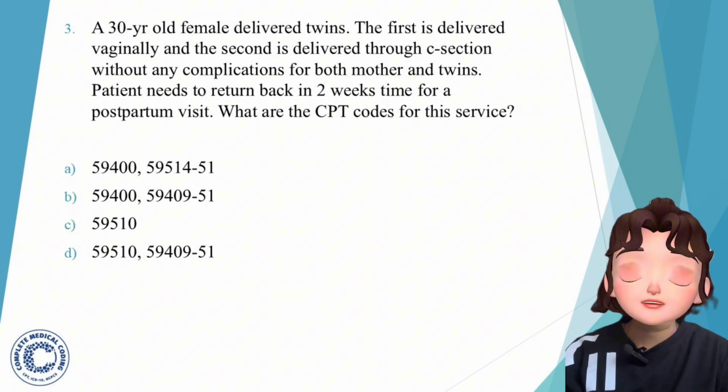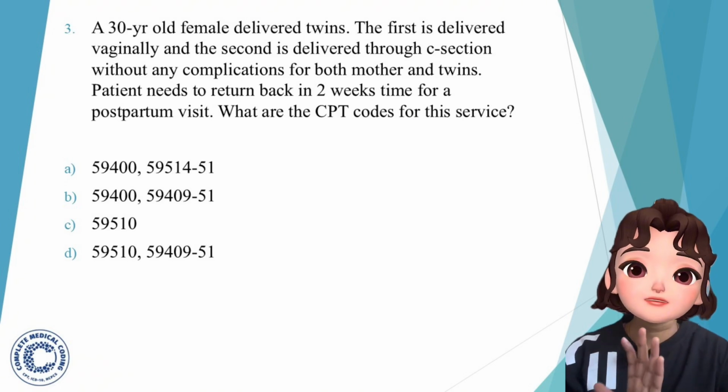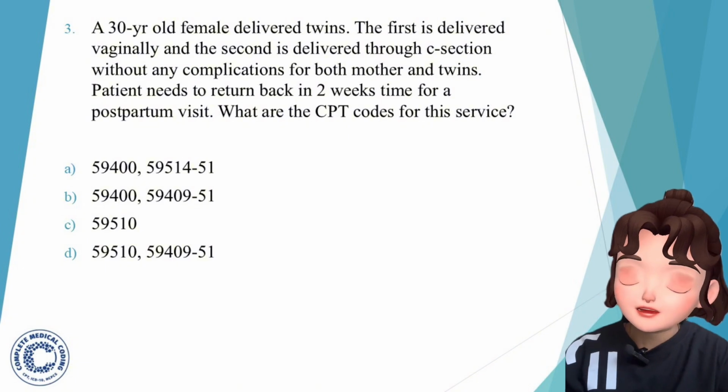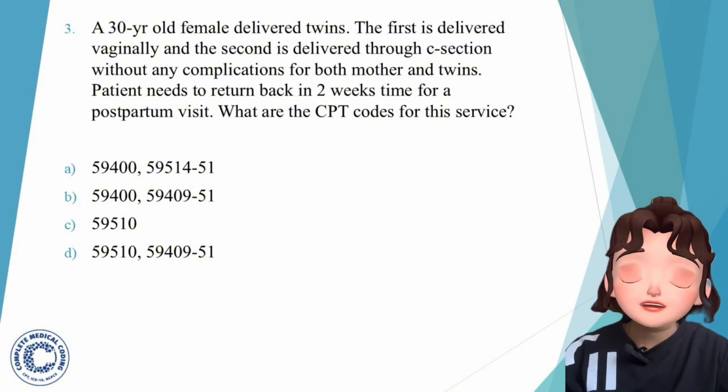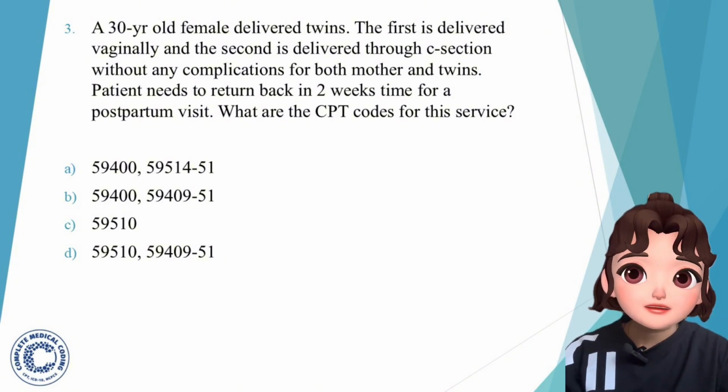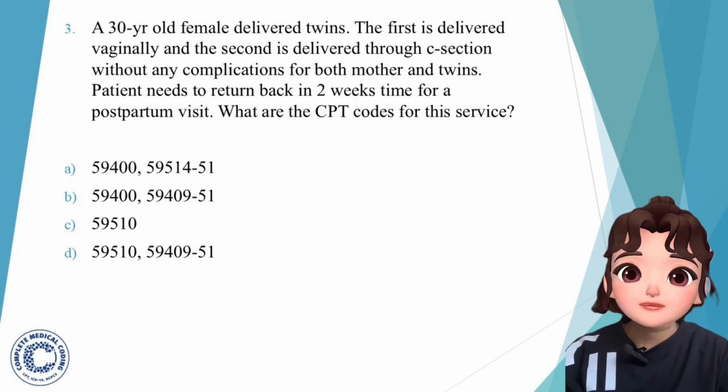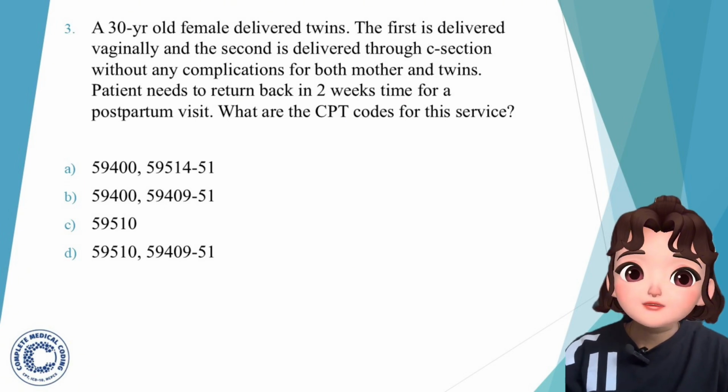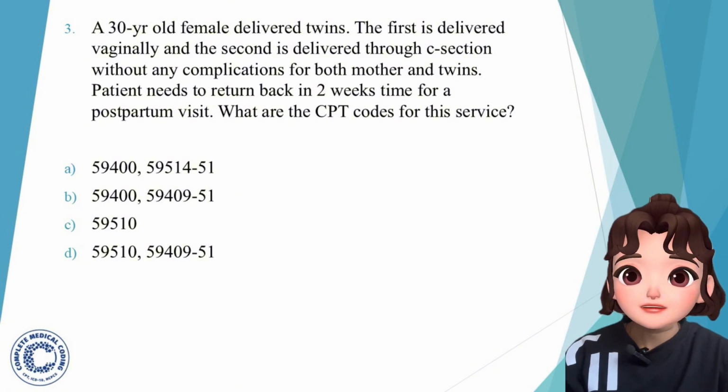Because one is through vaginal delivery and the other one is through C-section, we have to code it with modifier 51 because it's a multiple procedure. If both are delivered vaginally, then we will not use this modifier. Or if both are delivered through C-section, then we will not use the modifier. Since these are two different procedures, you have to code the second one with modifier 51.